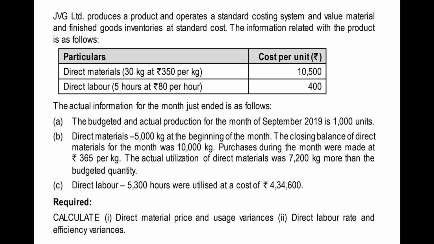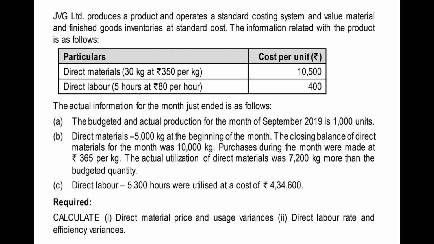Now I will explain the concept. There is a company, JVG Limited. The company operates its costing system using a standard costing system, and it also evaluates the inventory at standard cost only. The data based on standard is given in the problem. For direct material, 30 kg is required for making one unit of finished goods.